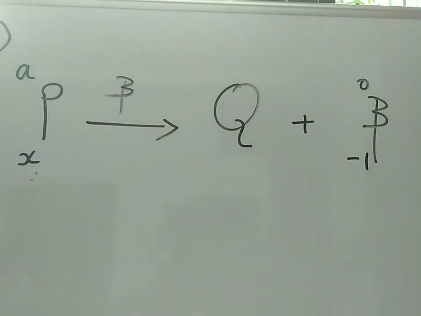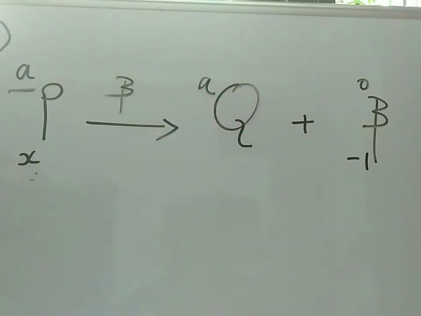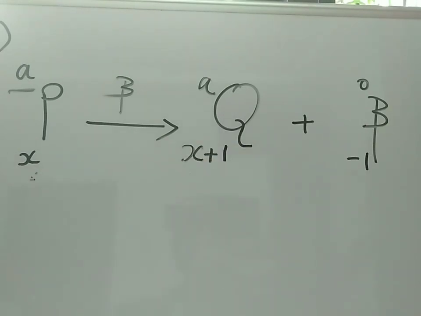emission takes place. When a beta emission takes place, what will happen? Here, will there be any change for the mass number? When it is a beta emission, there will be no change for the mass number. So we can write here A itself. And what about atomic number? For a beta emission, atomic number will be increased by 1. So you have to write here X plus 1. So that is the answer. So the answer is Q, A, X plus 1.